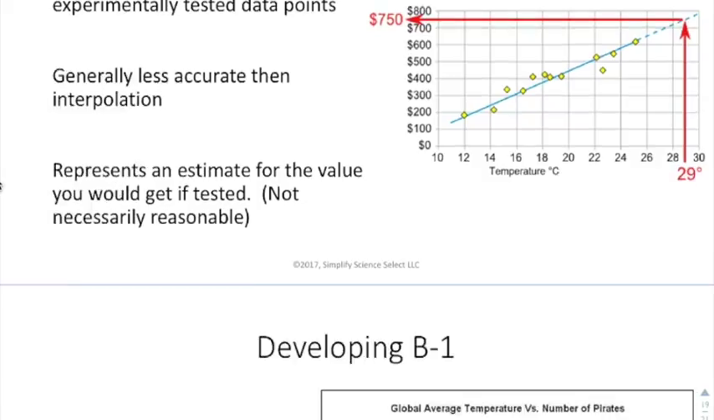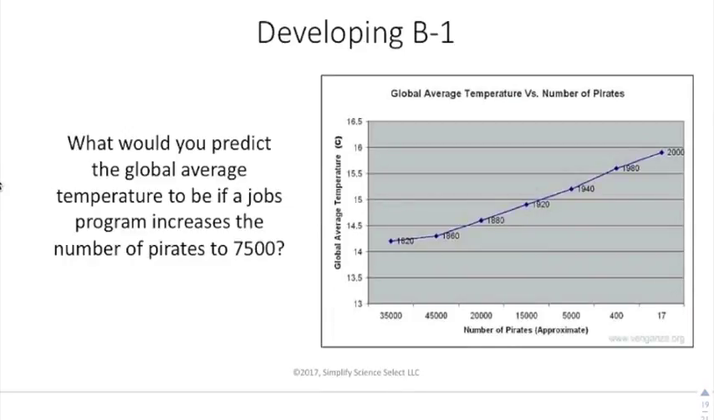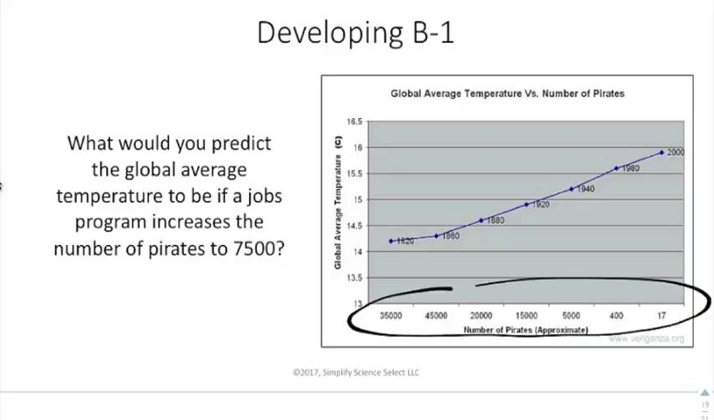So it says, what would you predict the global average temperature to be if the jobs program increases the number of pirates to 7,500? So this is an example of something that's utterly and completely ridiculous. If you were to graph the number of pirates versus the global temperature, you'd notice that as we get fewer pirates, the global temperature goes up. So if you look at this data, you say, oh, well, we'll just have more people become pirates and then global warming won't be an issue.